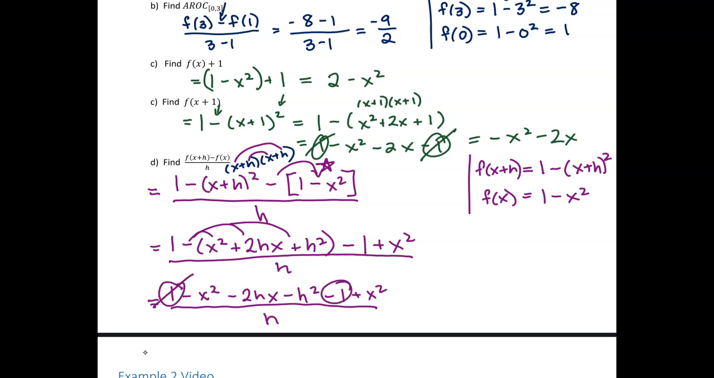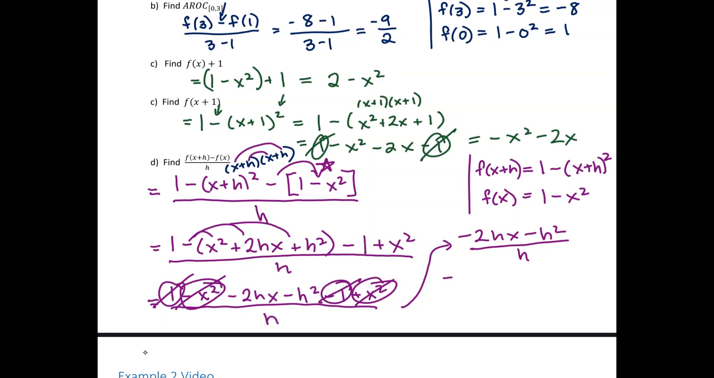So I'm seeing a 1 minus 1. That's going to zero out. I'm also seeing a negative x squared plus an x squared. That adds up to 0, so all gone. So really all I'm left with is negative 2hx minus h squared, divided by h. And I'm almost done. Always the goal with difference quotients, and you'll understand why very soon, is to cancel that h out of the bottom. I don't care if there's other stuff in the bottom, just not that lonely h.